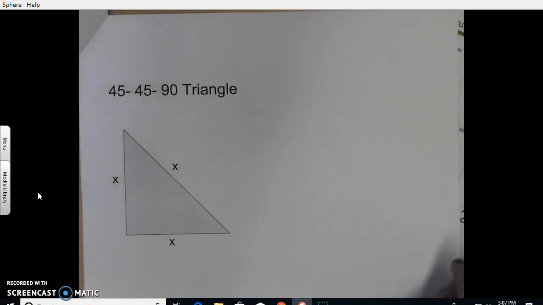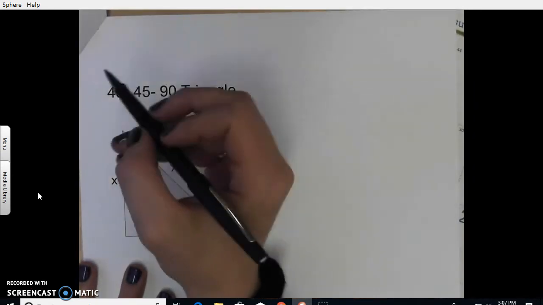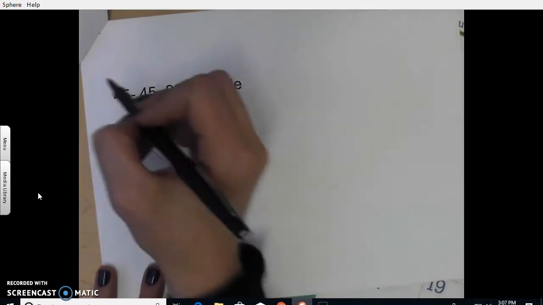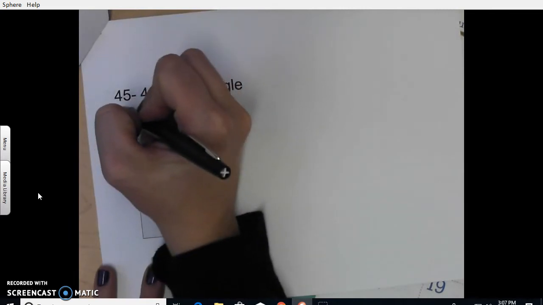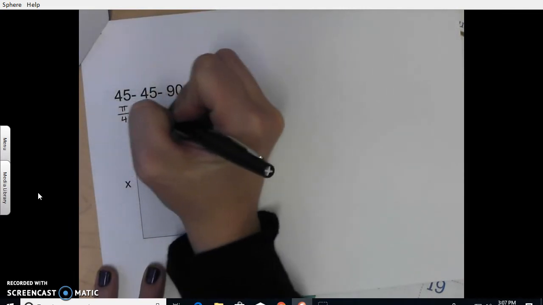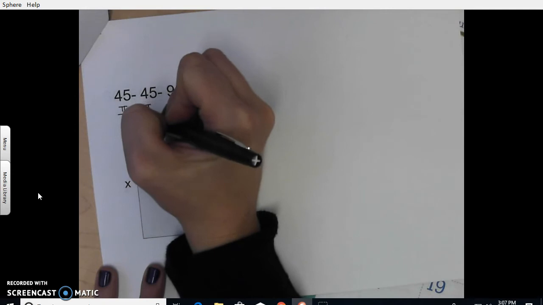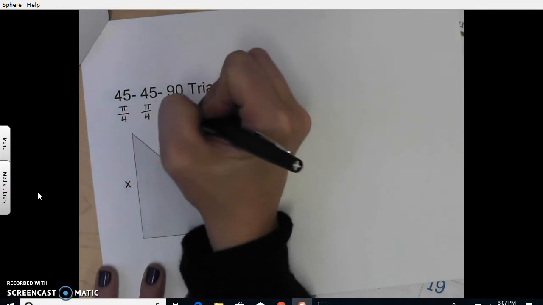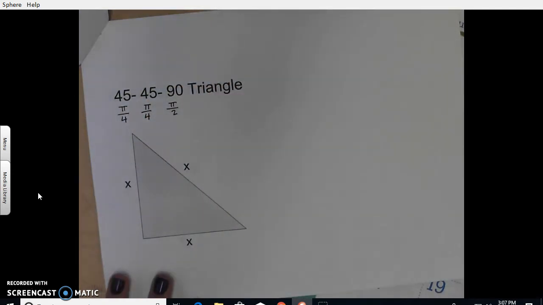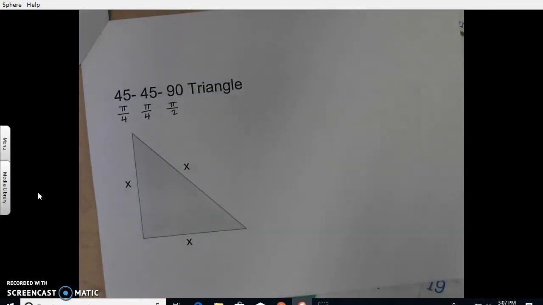So we need to bring back these 45, 45, 90 triangles and 30, 60, 90 triangles. First, 45, 45, 90 is the same as pi over 4, pi over 4, and pi over 2. So this is a conversion that we need to be very comfortable with. Pi over 4 is the same thing as 45 degrees.